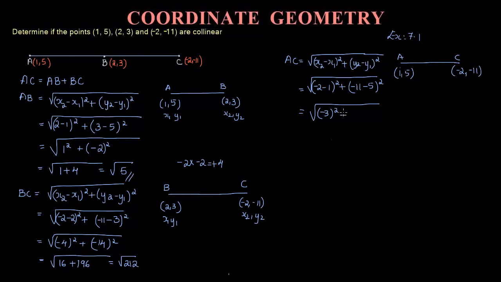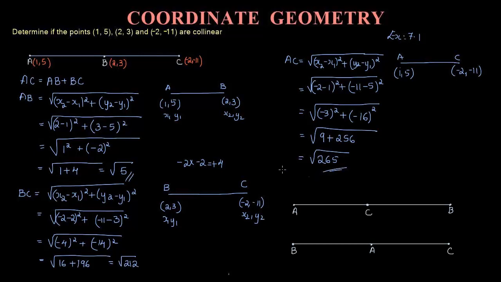Minus 3 square plus minus 11 and minus 5, how much do you get? Minus 16, right? So minus 3 square is nothing but minus 3 into minus 3, which is equal to 9, plus 16 square. 16 square, just calculate it and you will be getting 256. And you need to add 9 to that. So how much are you going to get after adding? 265. Okay.